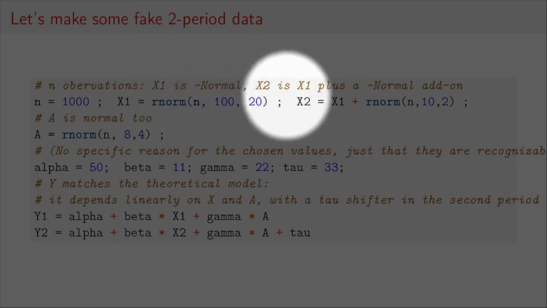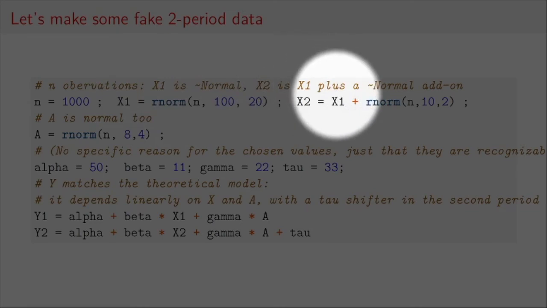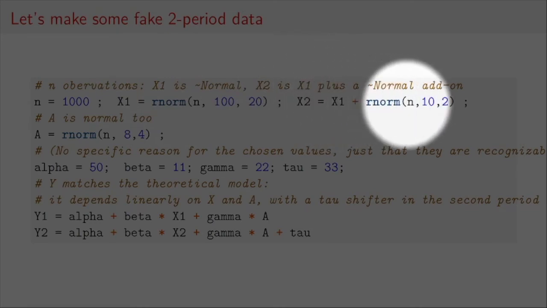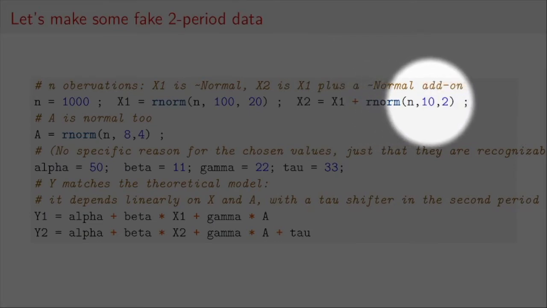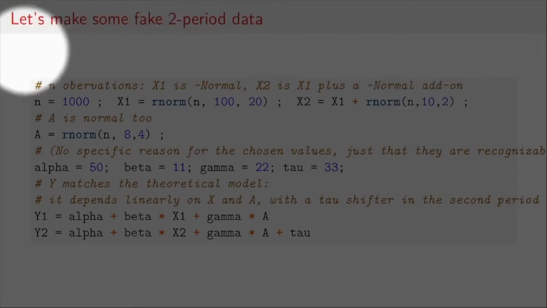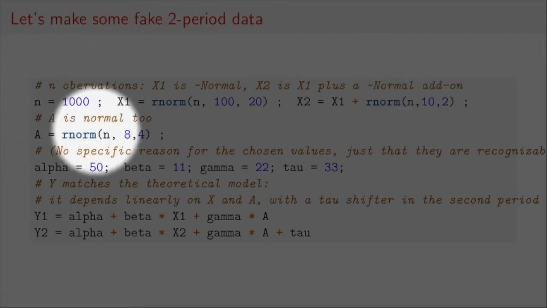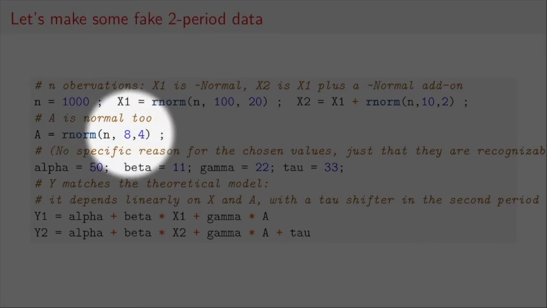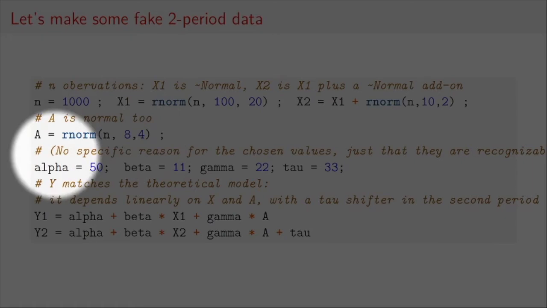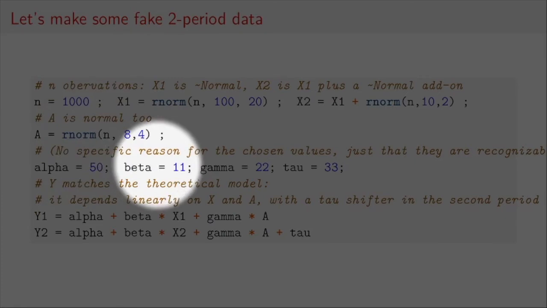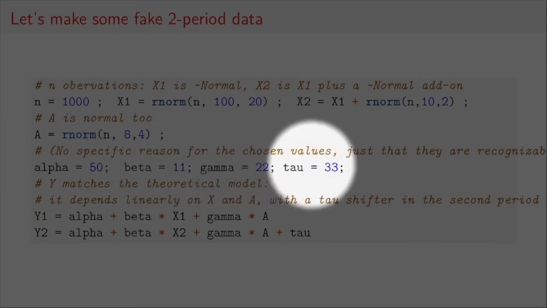For the second year, for x2, we're just going to reproduce this x1, and we're going to add a normally distributed error on top of that with mean 10 and standard deviation 2. Our a variable is going to be another standard normal with mean 8 and standard deviation 4. These numbers don't mean anything. They are just recognizable values for me. We're going to set alpha to 50, beta to 11, gamma to 22, tau to 33.